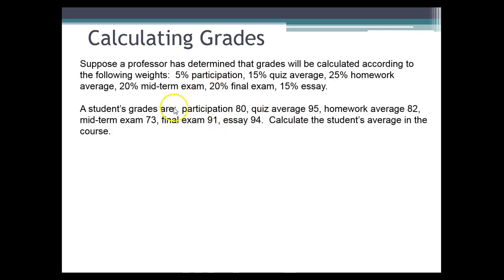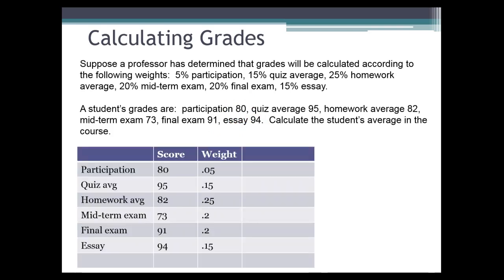And this is what the students' grades are. So they calculate their individual grades and they find that they've got a participation average of 80, for example. Well, you just make up a table, and the percentages are the weights. So you just do exactly what we did. You take every x times its weight, add those up, and divide by the sum of the weights. And so the student's average in this course is 85.65.